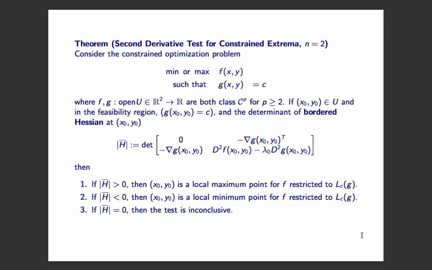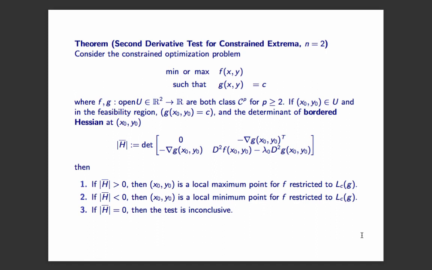So this allows us to write a theorem that describes what the second order conditions are for constrained extrema, specifically when n is equal to 2, or when f and g are functions of two variables x and y. So suppose I want to minimize or maximize f subject to the constraint that g of x, y is equal to some constant, where f and g are both defined on an open set in R2. Both are at least C2 class.